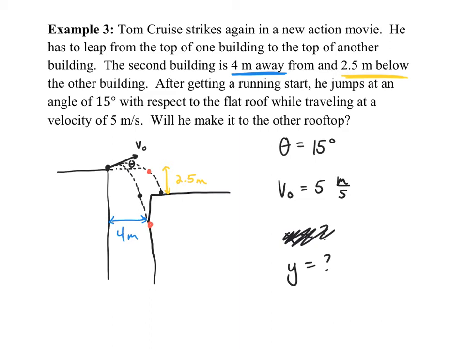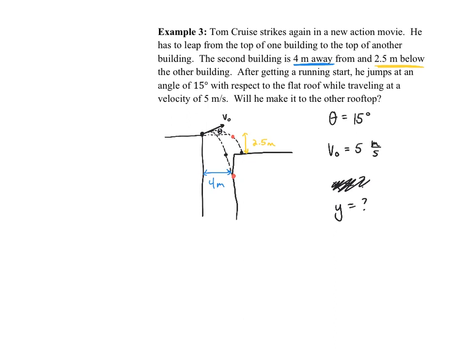Let's take a look. So let's take a look at this one now. We want to figure out whether Tom Cruise makes the jump or not. So let's start by looking at the method where we search for y, and we're going to let x equal 4. Let's figure out what the y value is. If he drops more than 2.5 meters after he's traveled 4 meters this way, then he's not going to make it. If he drops less than 2.5 meters, then he will make it. If he drops exactly 2.5 meters, he'll just catch the edge of the next building.